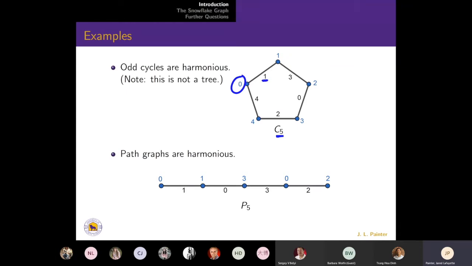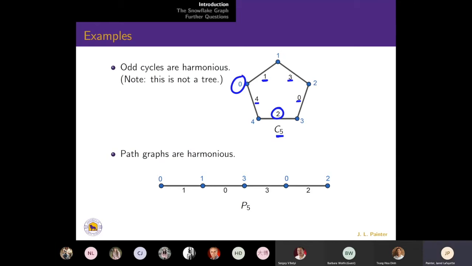So of course 0 plus 1 is 1, 1 plus 2 is 3, 2 plus 3 is 5, so mod 5 that would be 0, and then 4 plus 3 is 7, but going mod 5 you get 2, and then 4 plus 0 is 4. So that's a harmonious labeling because all of those edge labels are exactly the elements in Z mod 5. You get all of your elements back from Z mod 5 and they're unique.